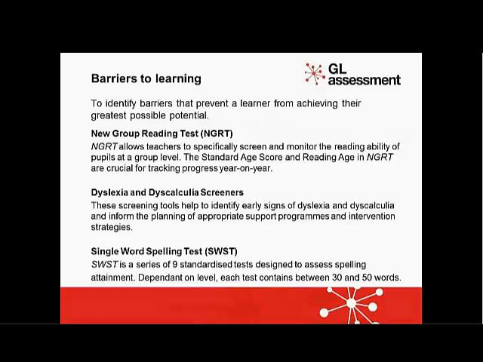As Phil mentioned earlier on, new group reading tests can be used as an annual measure of reading standards, reading attainment, but it can also be used as a measure to screen reading and used more frequently than perhaps an annual assessment in order to see how effective intervention has been to try and pick up on those who have weaker literacy skills. The two screeners, dyslexia and dyscalculia, are fairly self-explanatory. These screeners are very useful for trying to identify the early signs of both those areas.